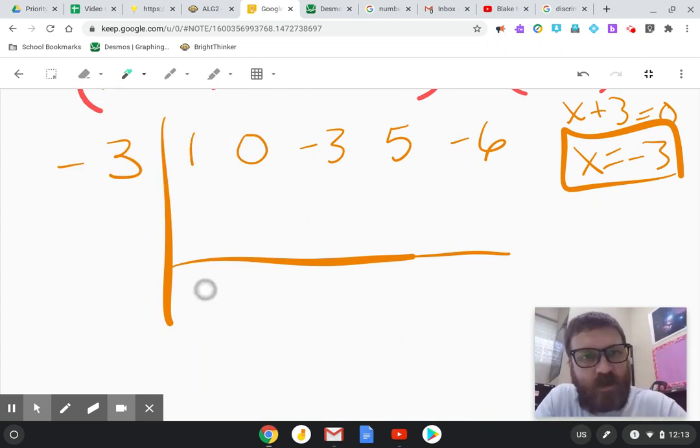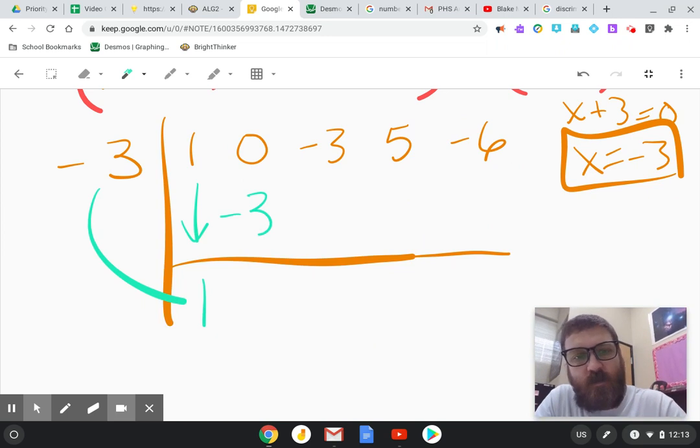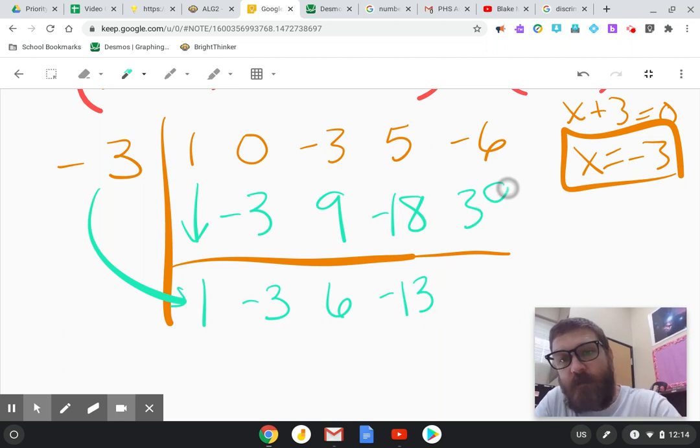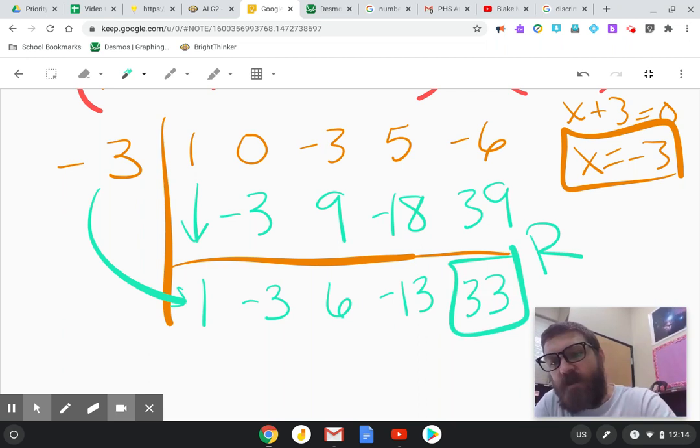I'm going to move a little more quickly this time. I'm going to bring down my 1. -3 times 1 is -3. 0 minus 3 is -3. -3 times -3 is 9. -3 plus 9 is 6. -3 times 6 is -18. 5 minus 18 is -13. -3 times -13 is 39. -6 plus 39 is 33. So you can see this is a good example of one where we have a remainder.